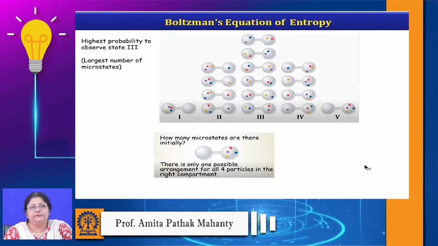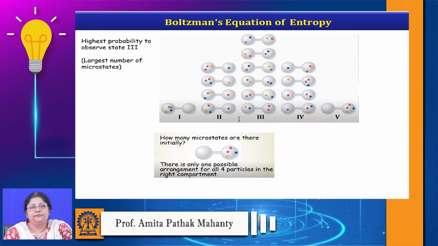No. If everything is constant, you have to find out the most probable, the highest number of microstates that is going to exist. So, which is going to be the most probable state? From here, the most probable state is this one.